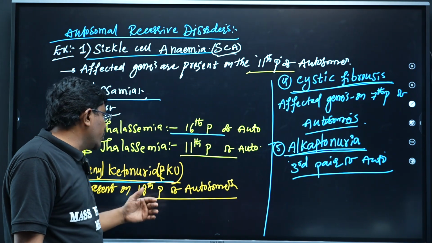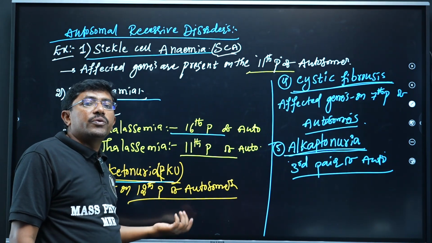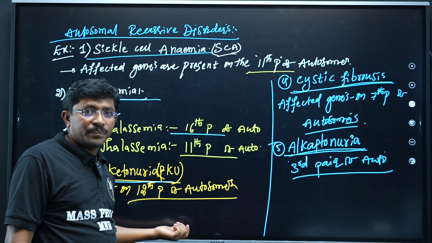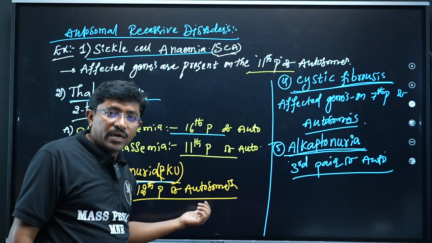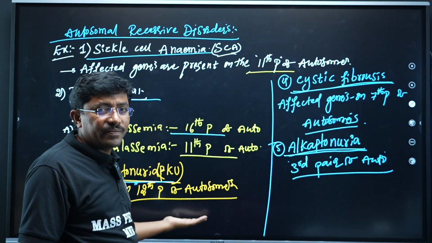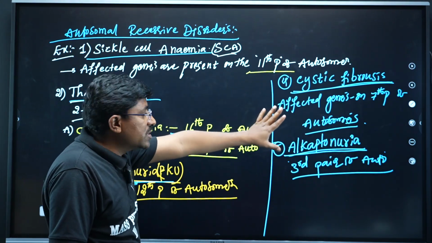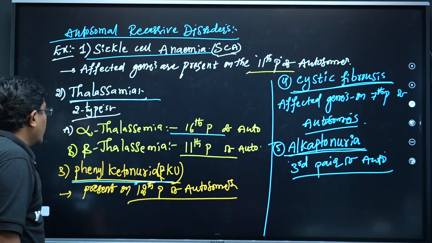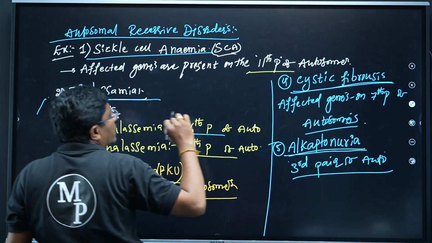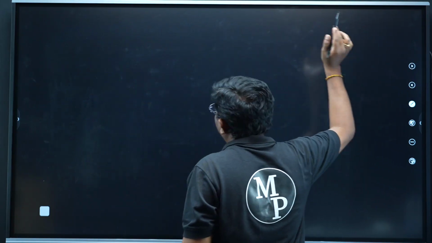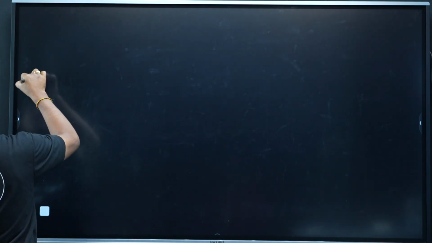And phenylketonuria is kind of a nutritional disorder. It is a malfunctioning of metabolism, simply a metabolic disorder. The remaining ones are similar. Now we'll go one by one. First we'll go to sickle cell anemia.